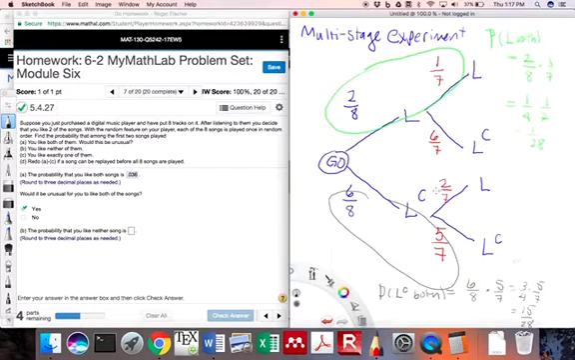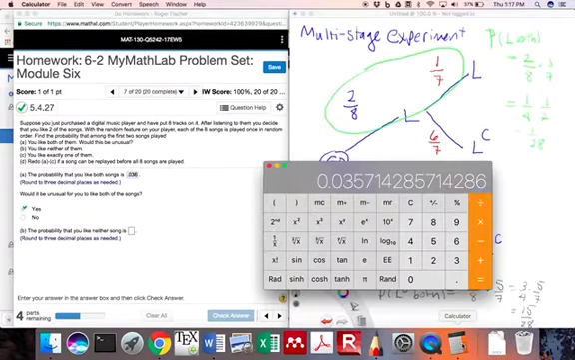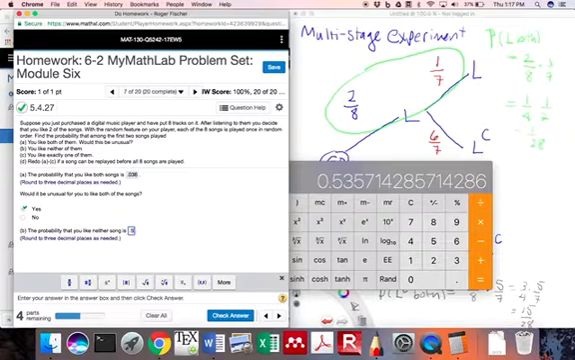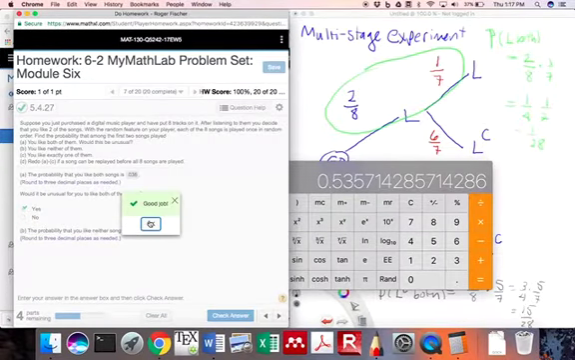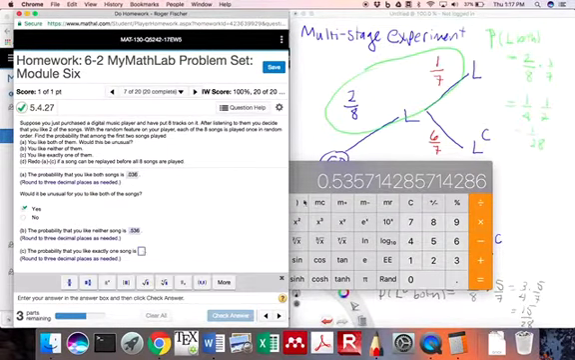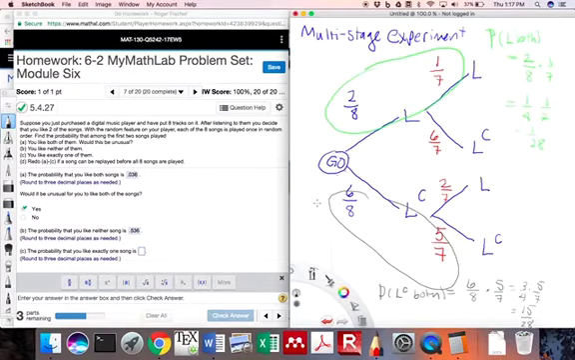And so now I can just type that into the calculator. 15 divided by 28, 0.536, and that's to the nearest thousandth. 0.536. Yay. The probability you like exactly one song? Stop the video for a moment, see if you can find it.